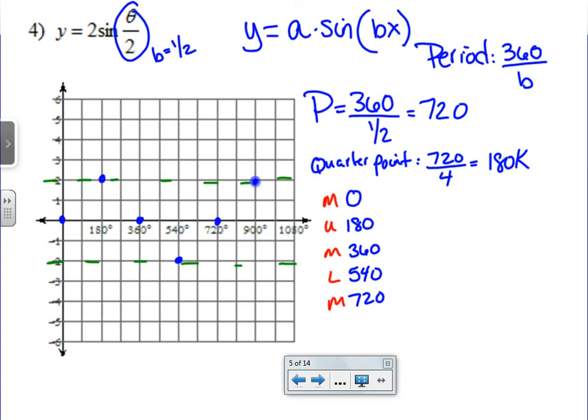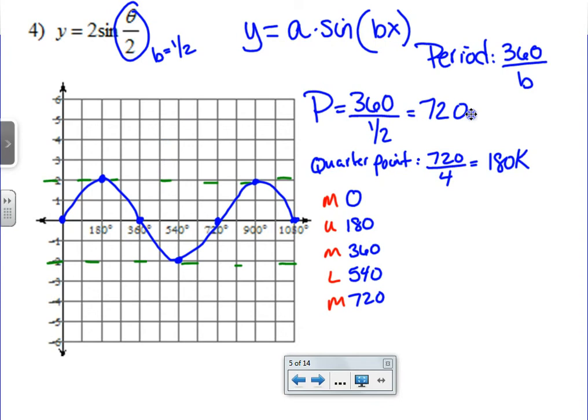I think 900 would be upper. And then 1080 would be middle. The good news about the graphs is they're very symmetric and they're very patterned. So once you kind of have a sense of what's going on, they're not too bad.